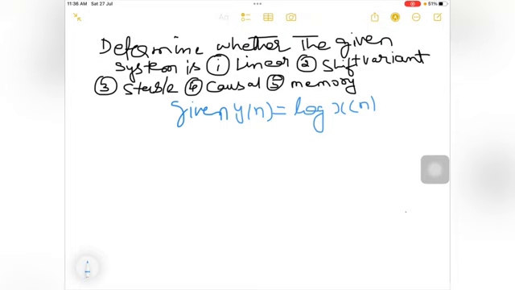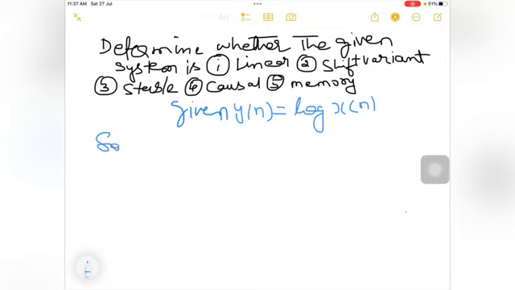Today we can discuss problems on system properties. So let us consider the problem. It goes like this. Determine whether the given system is linear, shift invariant or time shift variant, stable, causal and memory. For the given system, y of n is equal to log of x of n.